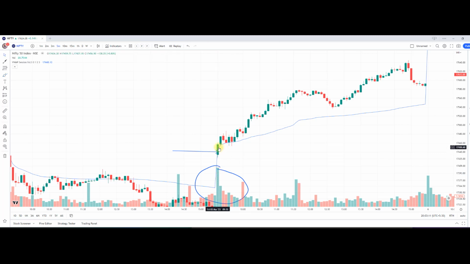And after that, in Nifty, we got a good up move. That is, the price was fully in the uptrend on that particular day. So this is how we need to correlate the volume with the candlesticks.